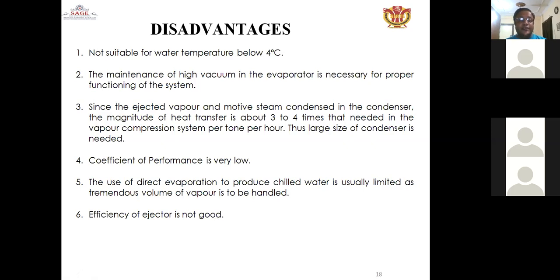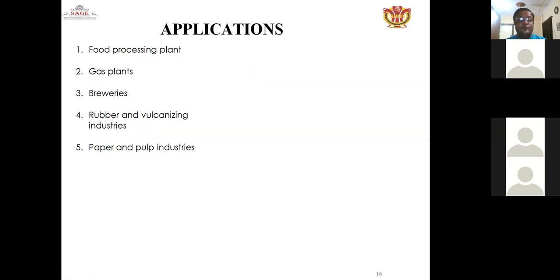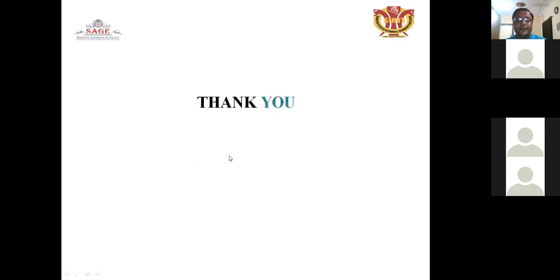These are the disadvantages of the steam jet cooling system. What are the applications of the steam jet refrigeration system? That is the फूड प्रोसेसिंग प्लांट में इसका इस्तेमाल करते हैं, गैस प्लांट में इसका इस्तेमाल किया जाता है, बेवरेज में इस्तेमाल किया जाता है, रबर एंड वल्कनाइजिंग इंडस्ट्रीज में इस्तेमाल किया जाता है, पेपर एंड पल्प इंडस्ट्री में इस्तेमाल किया जाता है.